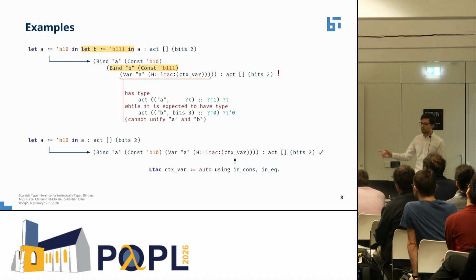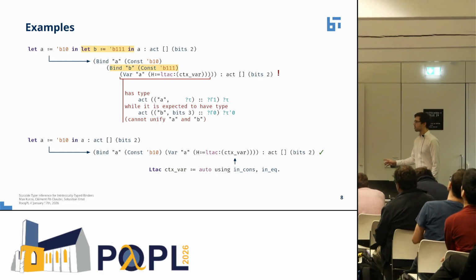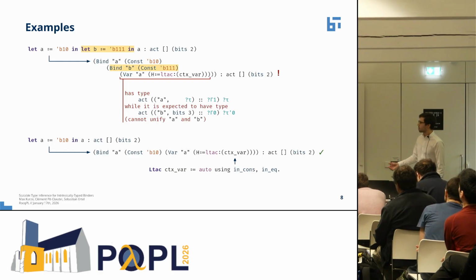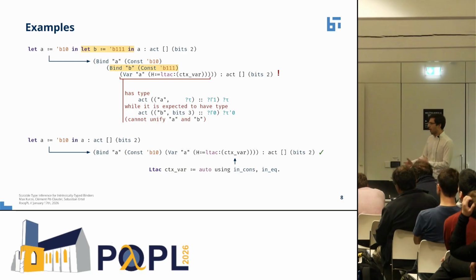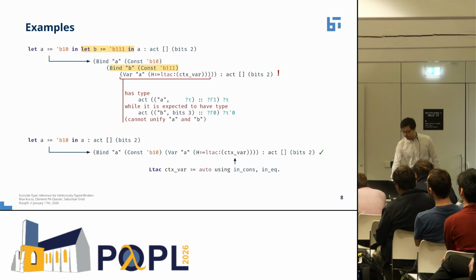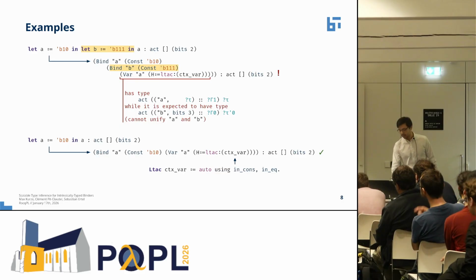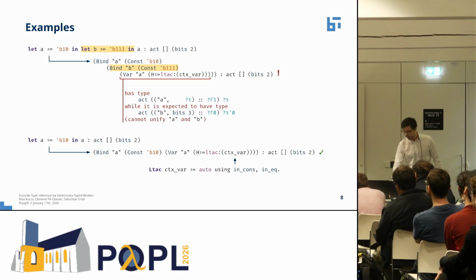But this time, the error message is a bit more weird, or a bit harder to understand, because this time Rocq actually complains that it's not able to unify the type that it inferred for the variable reference with the type that it was expecting there. And in order to find out how it came to this error, we have to have a closer look at how Rocq type checks this term.